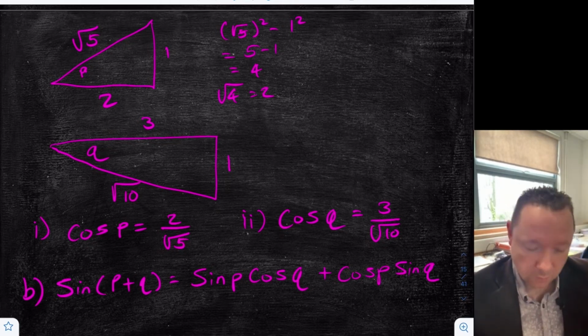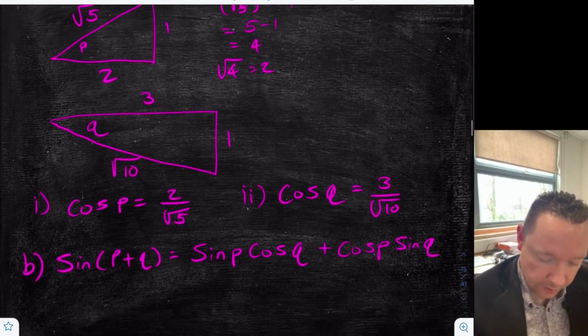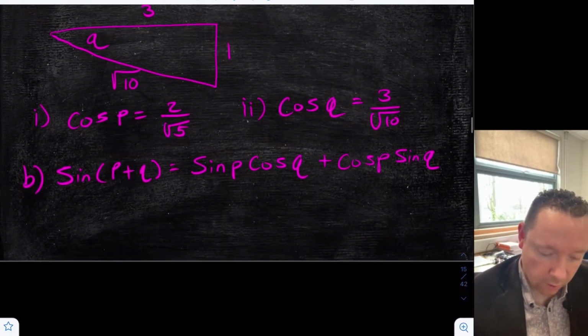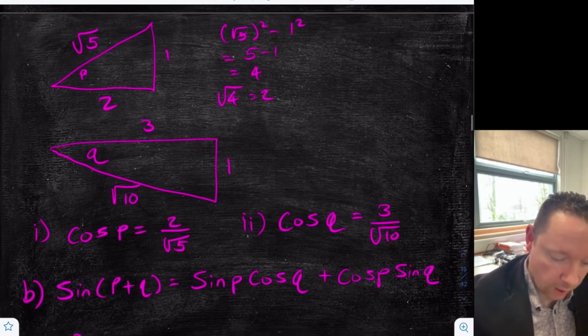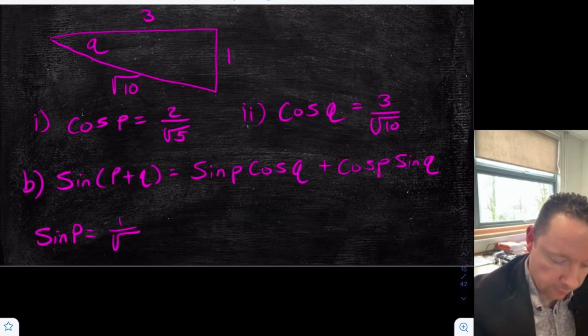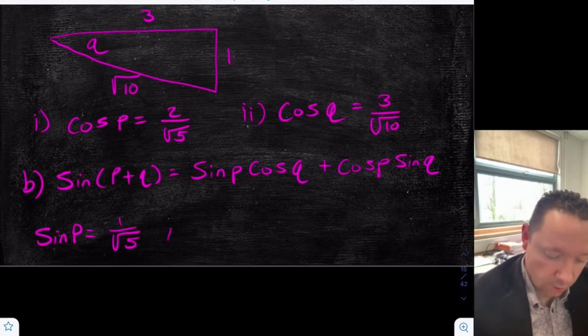And then we just substitute our values in. So we've not got a sine P and a sine Q. So we need to work out our sine P and sine Q. So let me just do that underneath. Our sine P is equal to opposite over hypotenuse. So 1 over root 5. Sine Q is equal to 1 over root 10.